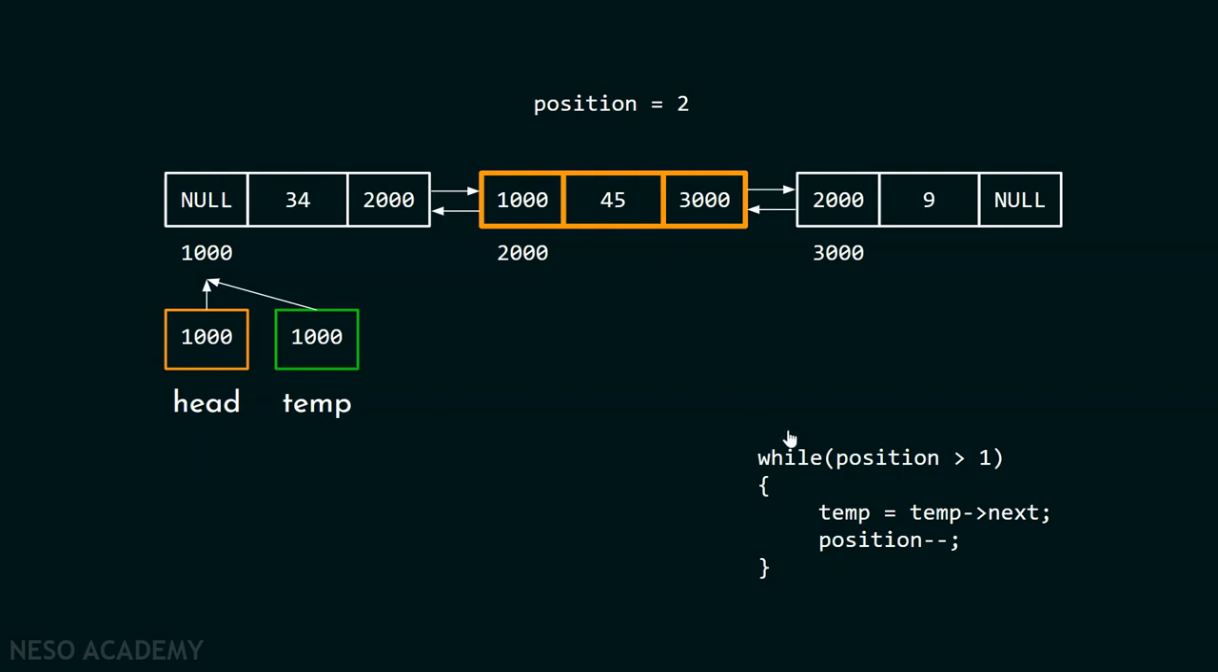And this piece of code I am also keeping in order to move this temp pointer towards right so that it can point to this particular node. Now, according to this code, this temp pointer will move towards right and it will point to this particular node.